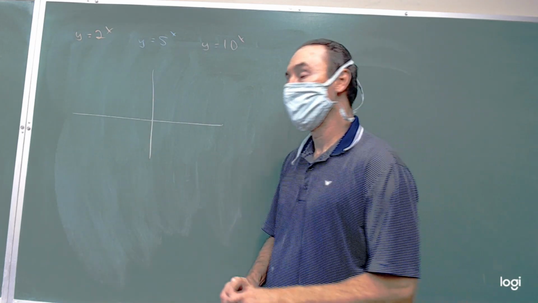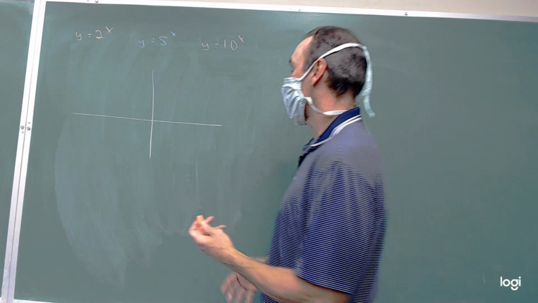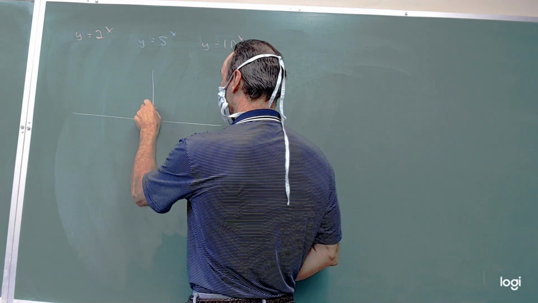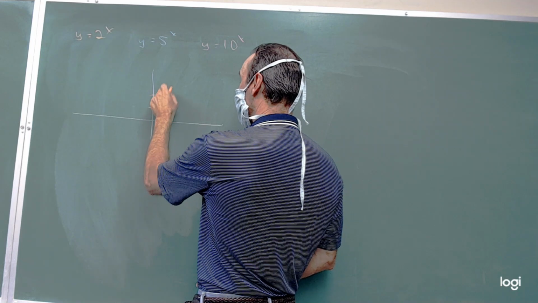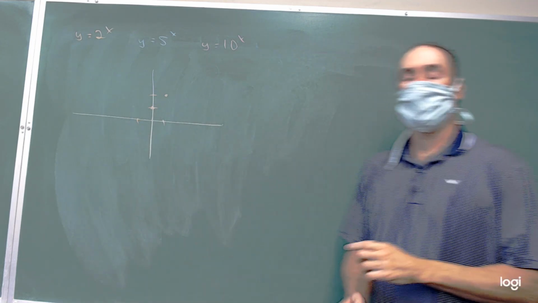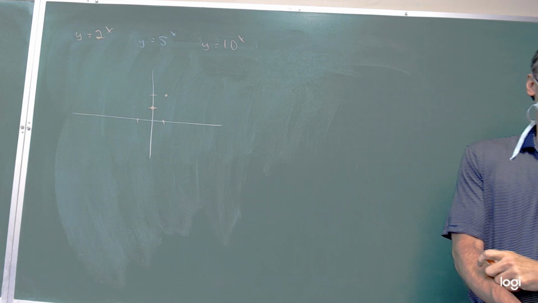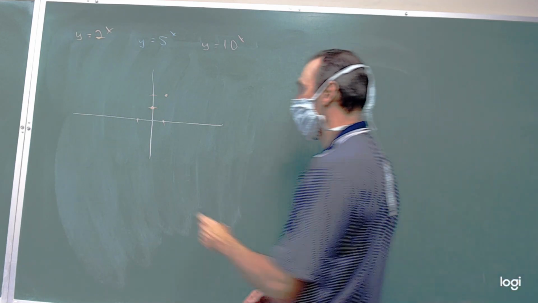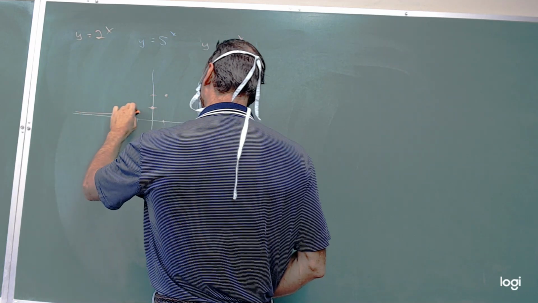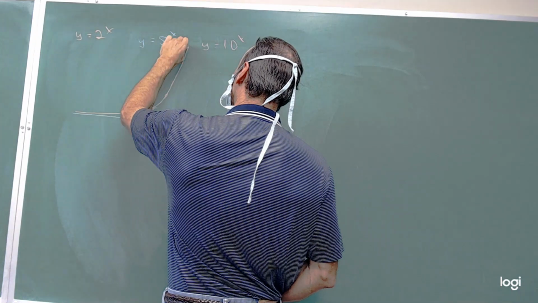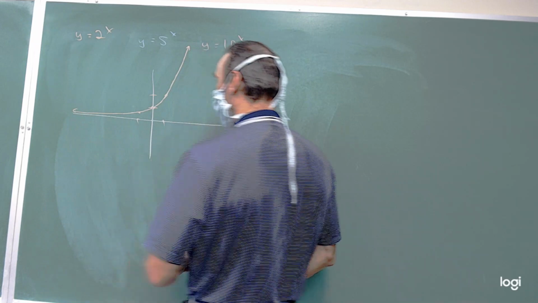So if we plug in, say, 0, then 2 to the 0 is going to be 1. And if we plug in 1, then 2 to the first is 2. And if we plug in -1, then 2 to the -1 is what? 1/2. Very good. So it's going to be right here. So it's going to do something like this. So there is our y equals 2 to the x.